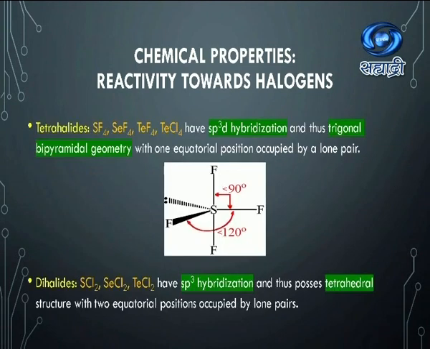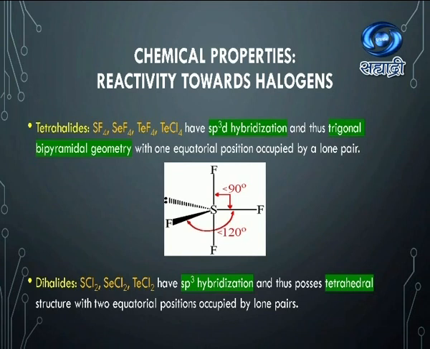Now let us consider tetrahalides. SF4, sulfur tetrafluoride, SeF4, TeF4 and TeCl4. These tetrahalides are formed by sp3d hybridization. So trigonal bipyramidal geometry, with one equatorial position occupied by a lone pair. So this is going to be a trigonal bipyramidal structure. It is clearly observed that there are two axial bonds and one of the equatorial positions contains a lone pair.